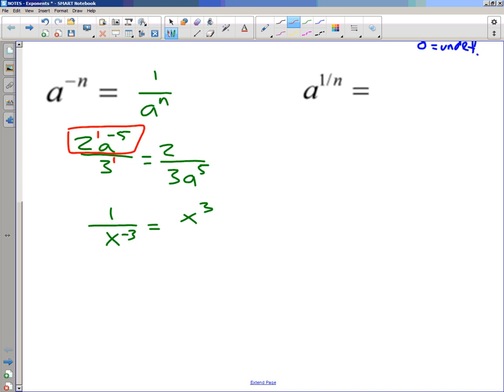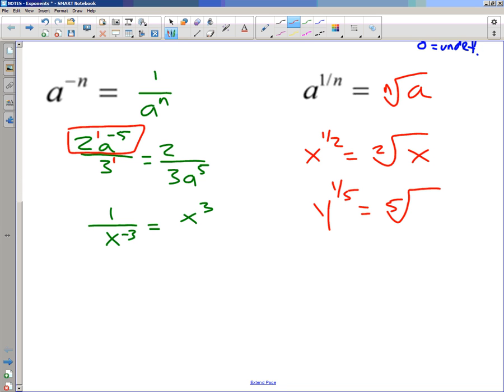Okay, let's do our last rule here. A to the 1 over n is the same as the nth root of a. So, for example, if you had x to the 1/2 power, that would be the same as the square root of x. y to the 1/5 power would be the same as the 5th root of y.